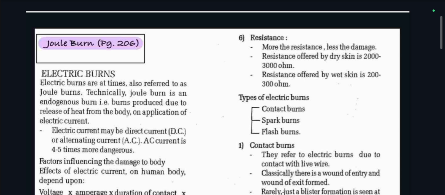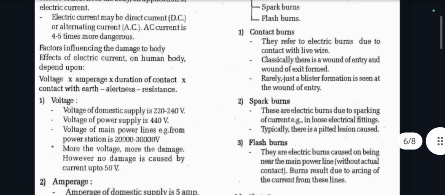Now what are the types of joule burns? See, even joule burns have 3 types: contact burns, spark burns and flash burns. Contact, spark and flash. Contact burns refer to electric burns due to contact with live wire. Classically, there is wound of entry and wound of exit. So in contact burns, you are going to have entry wound also, exit wound also. Rarely, just a blister formation is seen at the wound of entry. So blister formation is kind of rare in contact burns. But what are the buzzwords? Entry wound and exit wound are present, and it refers to the contact with live wire.